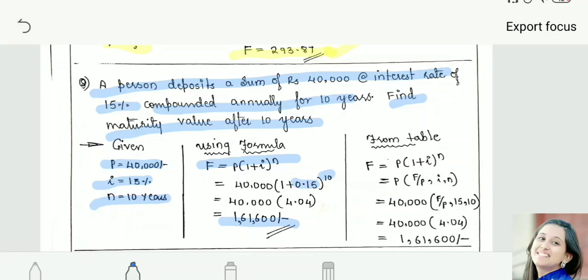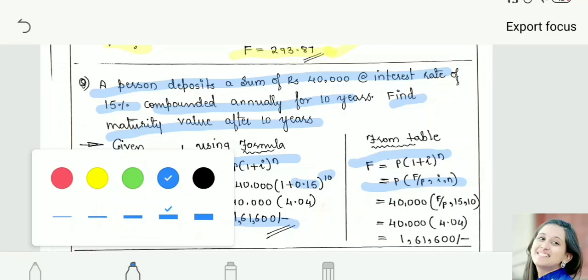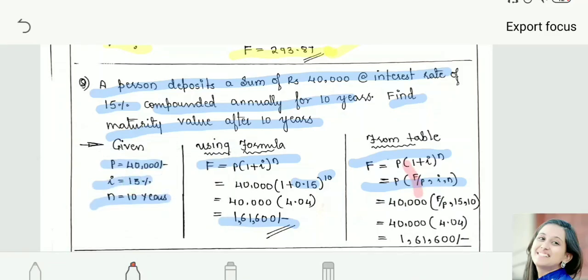Before checking that, I have told you that from the table we are going to use the functional notation. So what will be the functional notation here? F = P(1 + i)^n, therefore F by P. You are finding out the future worth of the present value. So see how I am substituting. When I check the table, I have to check for the column future worth of the present value.